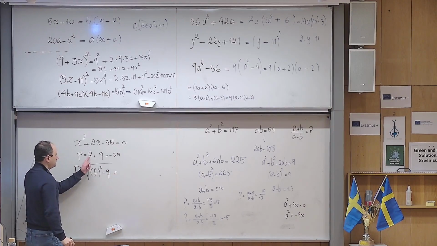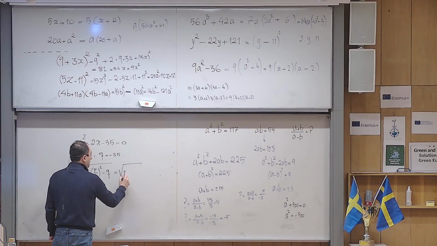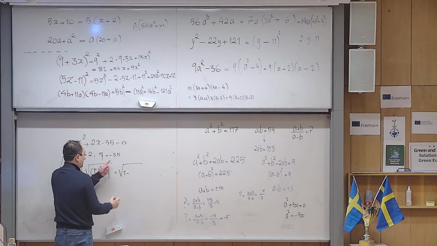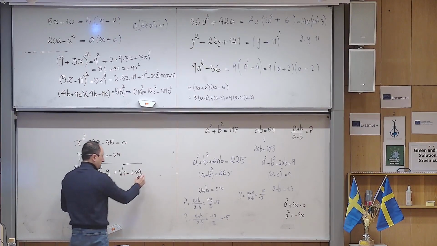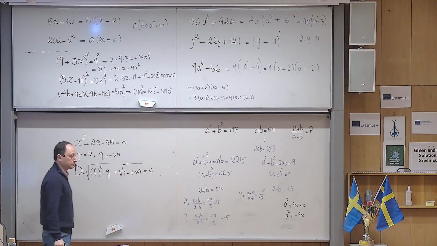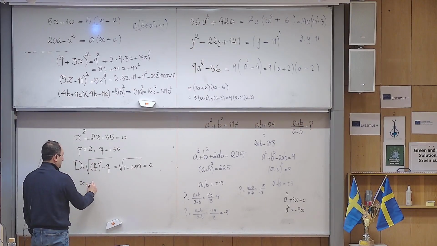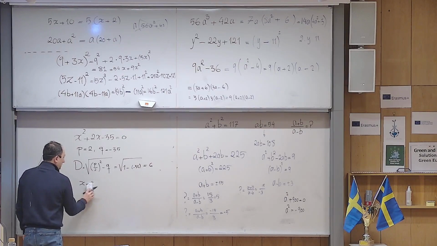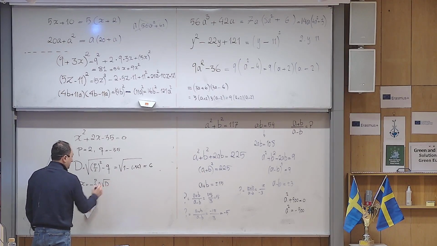So P divided by 2 is 1. 1 to the power 2 is just simply 1, minus Q is minus 35. So it becomes 36 and it is 6. And the formula in PQ formula, this is very simple: plus or minus, minus P over 2 plus or minus a square root of D.